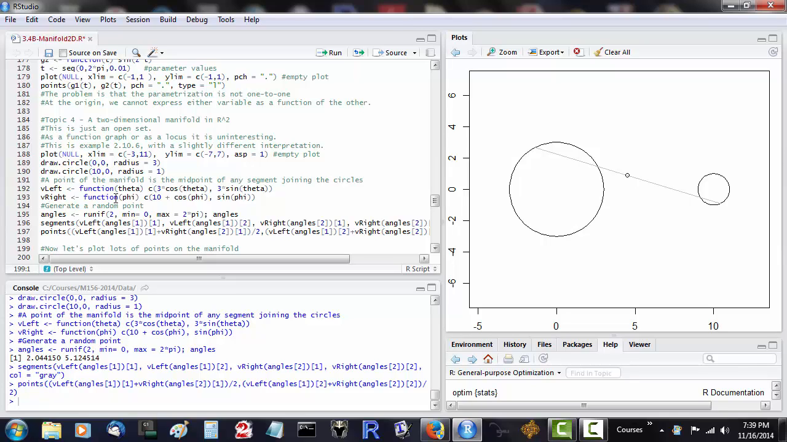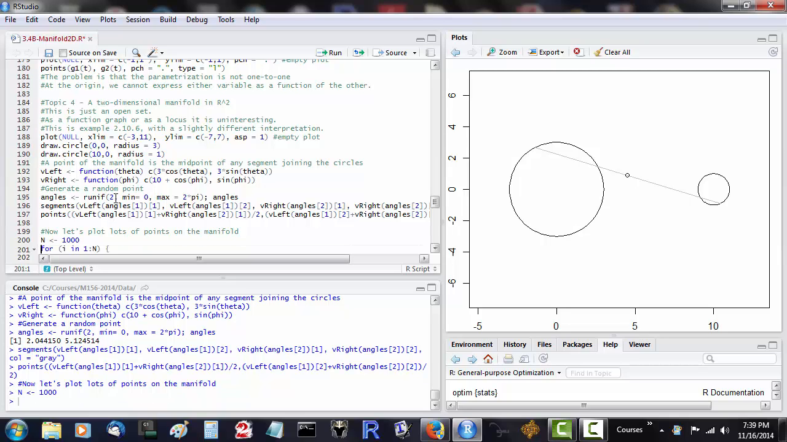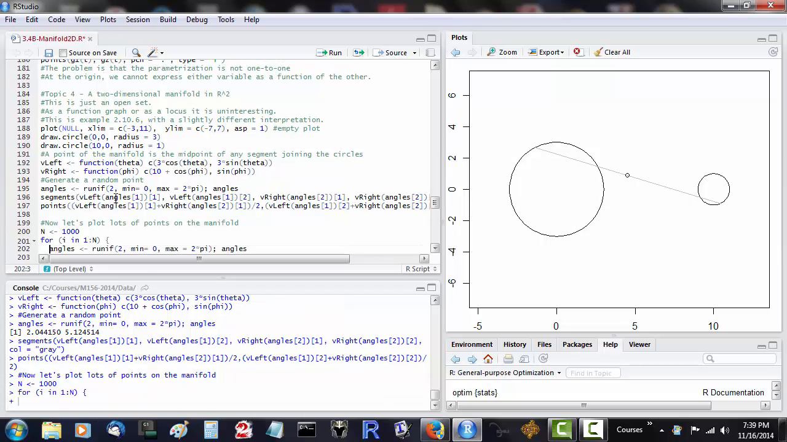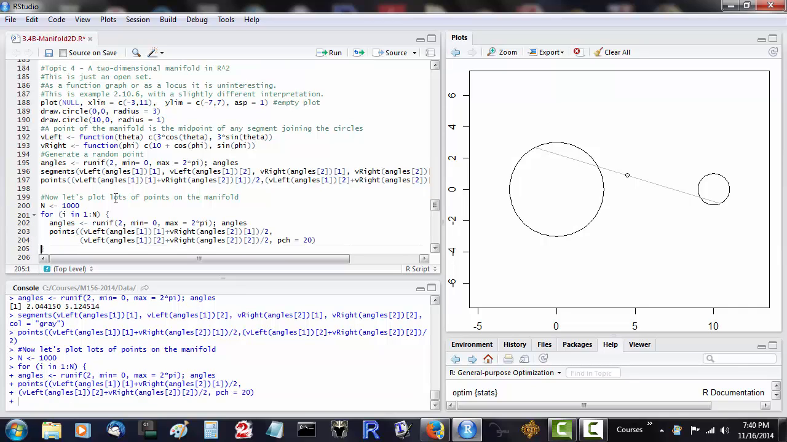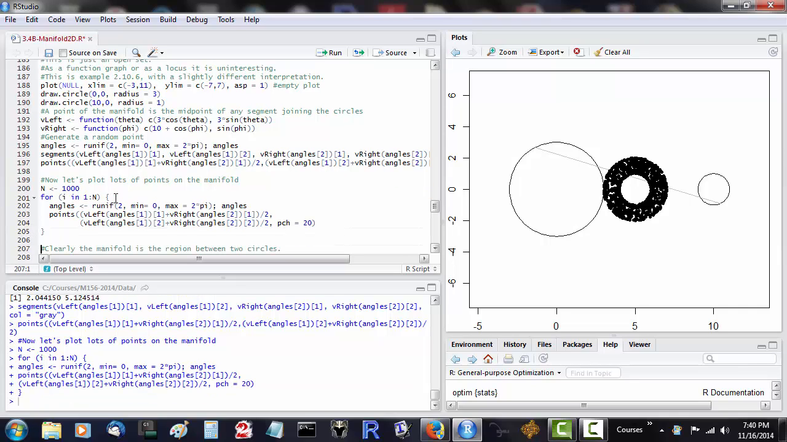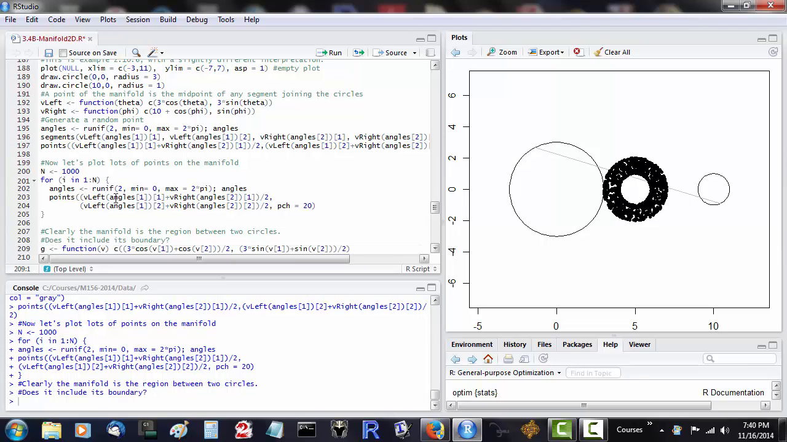Now that doesn't tell us much about the manifold, but R is happy to plot lots and lots of randomly selected points. Let's do 1,000 of them. I generate 2 random angles. I generate a point on the manifold. And now it's clear what's going on. The manifold itself is the annular region in between the 2 circles. Now the interesting question is, does that region between the 2 circles include the circles themselves?